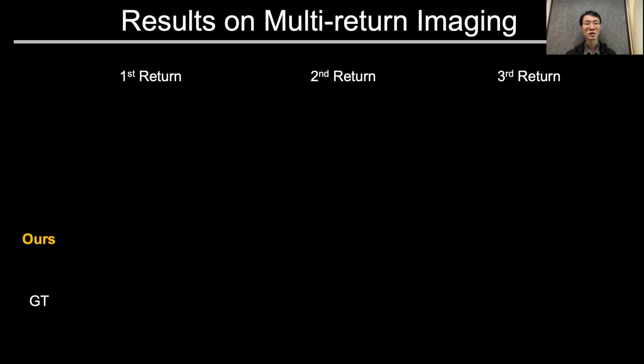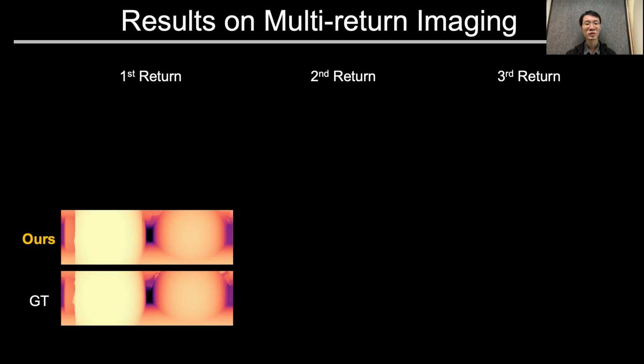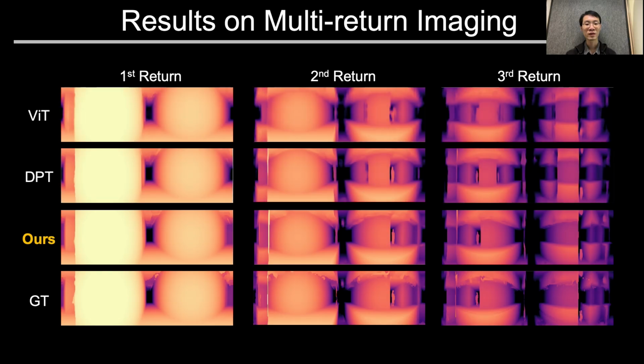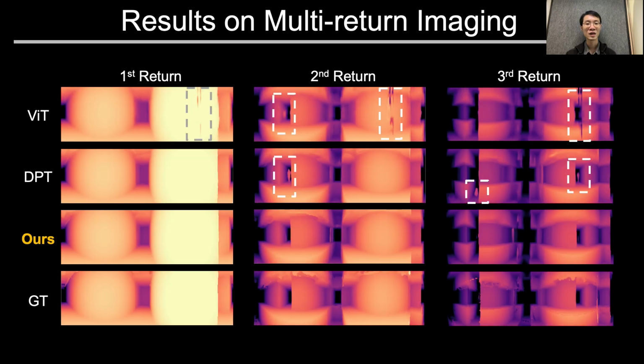Here are the multi-return imaging results. In the first return, the person is not visible because they are in non-line-of-sight. But in the second and third returns, the person becomes clearly visible. Baseline methods, on the other hand, reconstruct the scene incorrectly. This is another example where baselines show several artifacts.